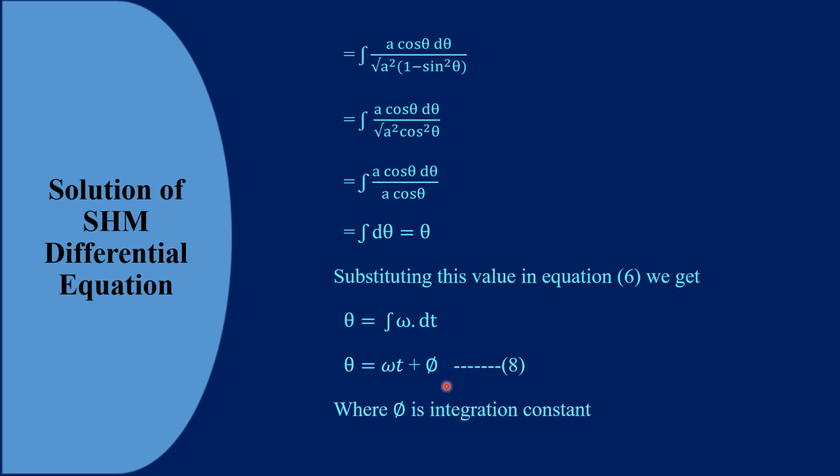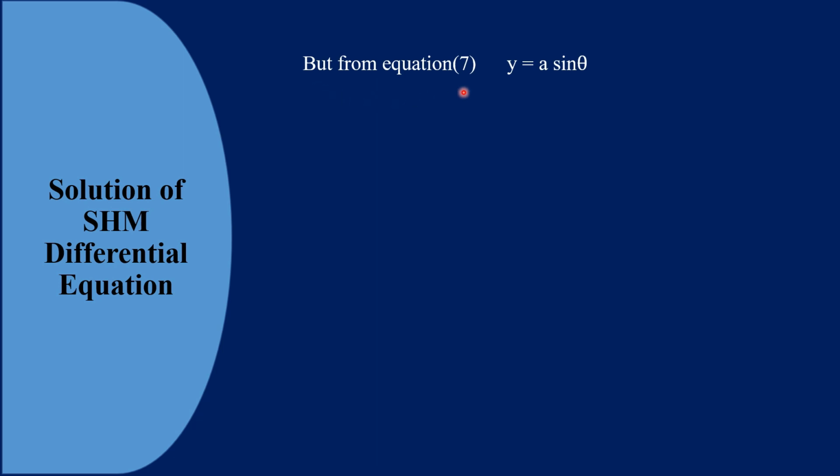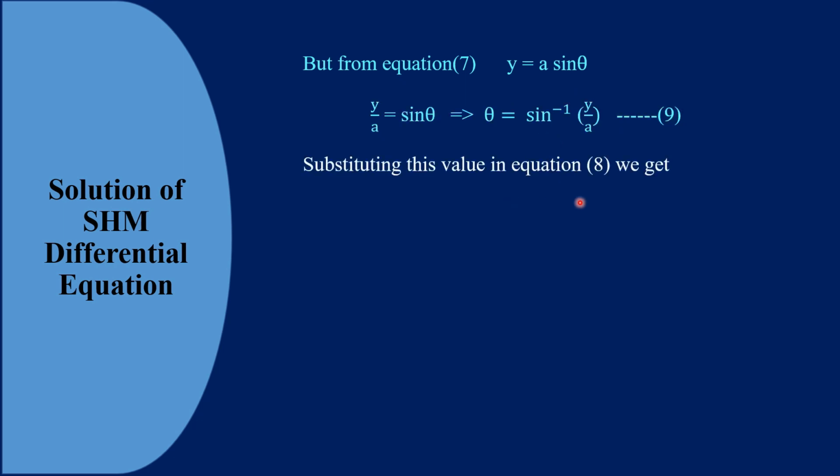But from equation 7 we have y equal to a sin theta. So from this equation, sin theta is equal to y by a, and this implies theta is equal to sin inverse y by a. Say this is equation number 9. And now substitute this value in equation 8, that is theta is equal to omega t plus phi. So on the left side, in the place of theta, we have to substitute sin inverse y by a, and on the right side omega t plus phi.